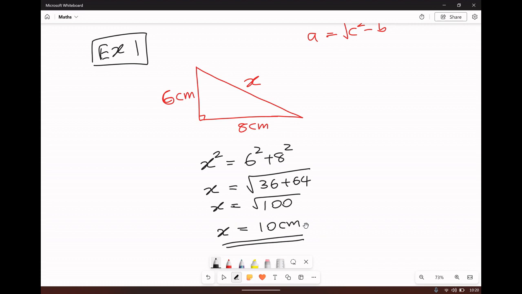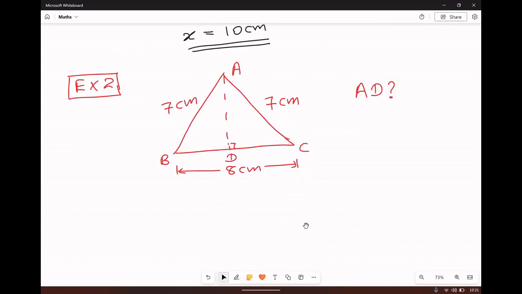So this is one of the simplest examples where we can apply the Pythagoras theorem to determine the length of a side when the other two sides are known. Okay, here we have another example, which is an isosceles triangle. You can see the two sides have the same length. So those sides are 7 centimeters in length, and we need to determine the length of AD.